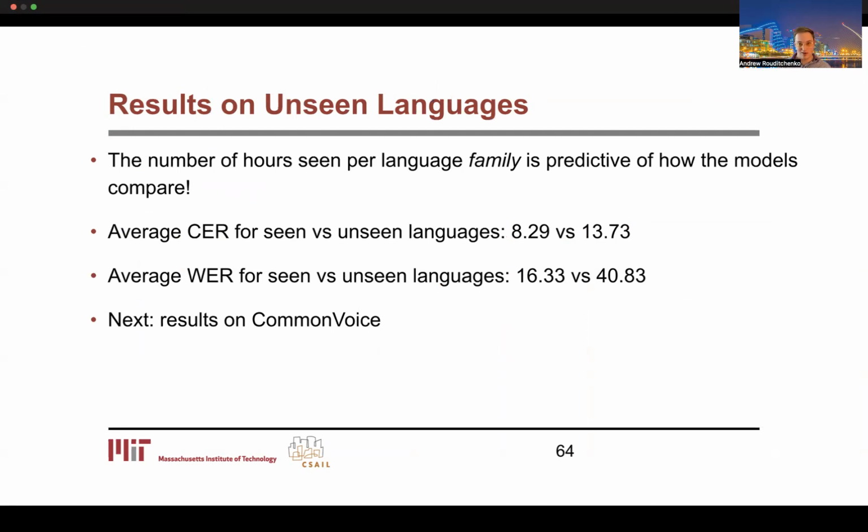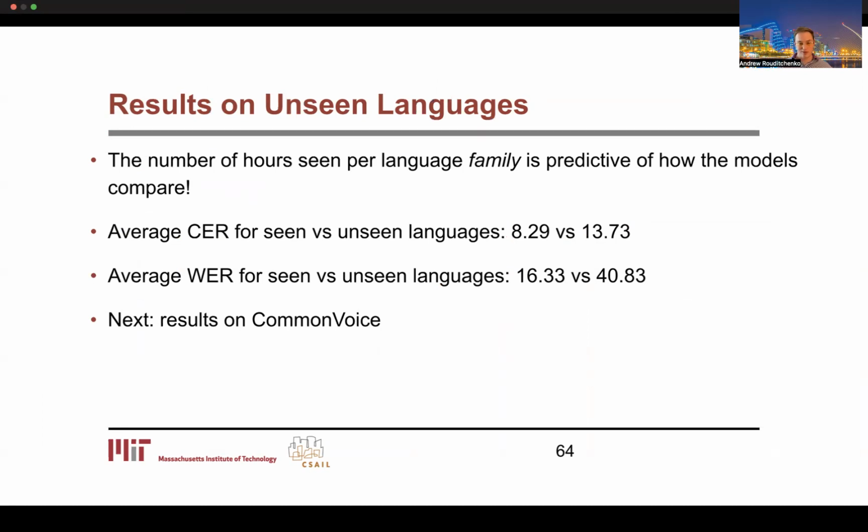Also to note, the character error rates for the unseen languages are reasonable. For the seen languages, it's 8 versus 13 for the unseen languages. For the word error rate, it's 16 versus 40. So we get an acceptable kind of performance on unseen languages, probably due to the multilingual pre-training.